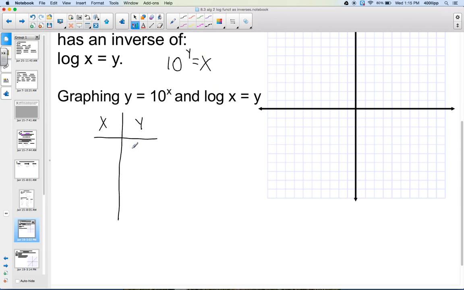So let's do that. I can do -2, -1, 0, 1, 2. That would be kind of big. Okay, so now I'm going to evaluate this. Because x, we know, is equal to 10 to the y. So I have 10 to the -2 is equal to 1 over 100.